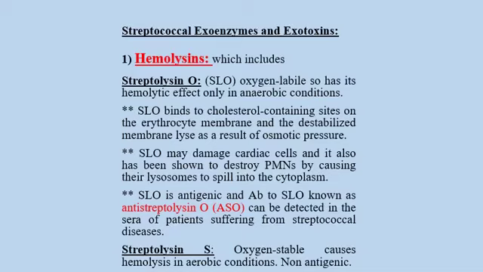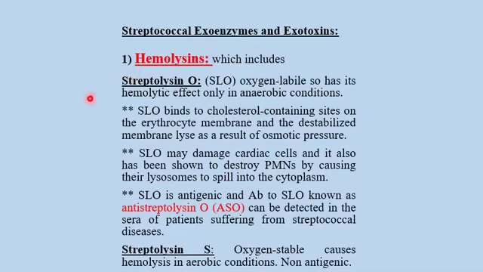Now we want to see the virulence of this strain. Why is it highly virulent, considered the major human pathogen, causing many problems and many different diseases? First of all, we can see the exoenzymes and the exotoxins: streptococcal exoenzymes and exotoxins. The first thing in virulence is of course the capsule and the M protein, which have antiphagocytic properties.